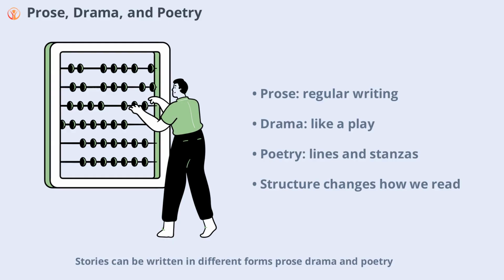Stories can be written in different forms: prose, drama, and poetry. Prose is regular writing, like what you see in most books. Drama is written like a play, with characters speaking lines. Poetry is special because it uses lines and stanzas, and often has rhyme and rhythm. Each form has its own structure, and rewriting a story as a script or a poem can help you see these differences. Understanding structure helps you enjoy and create your own stories in new ways.